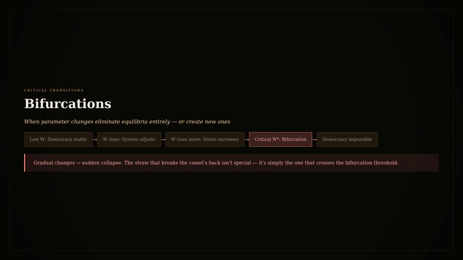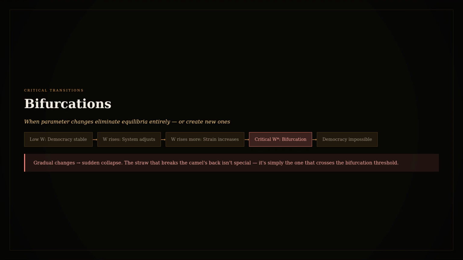L moves toward more redistributive policy. N faces more erosion pressure. The system adjusts, but persists. But at some critical W value, something qualitative happens. The democratic equilibrium becomes unstable, or it simply vanishes. The only remaining stable state might be autocratic. This is a bifurcation point.